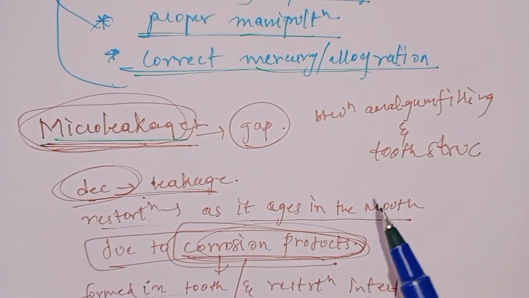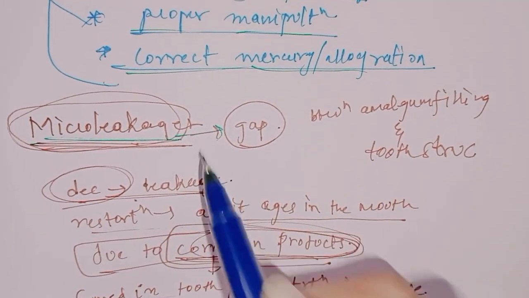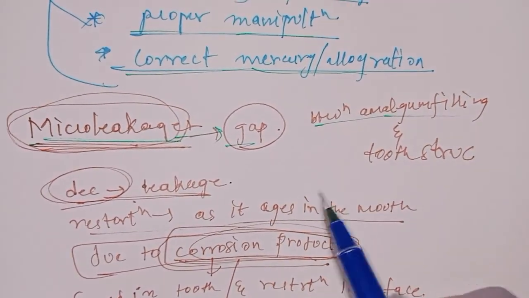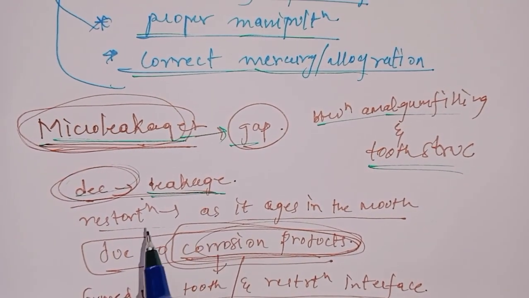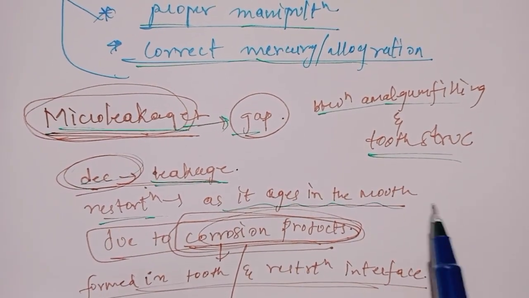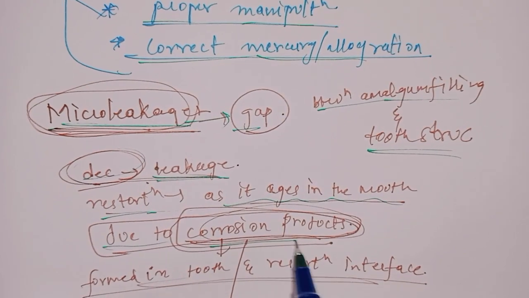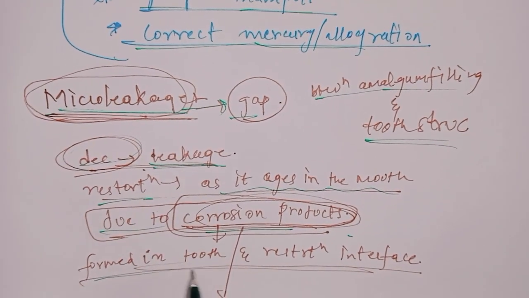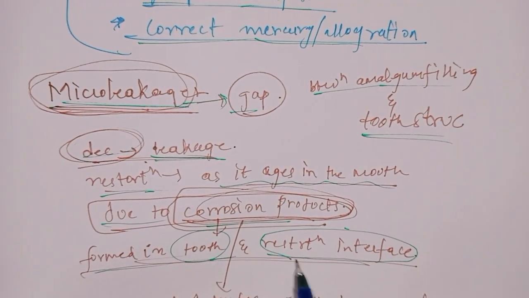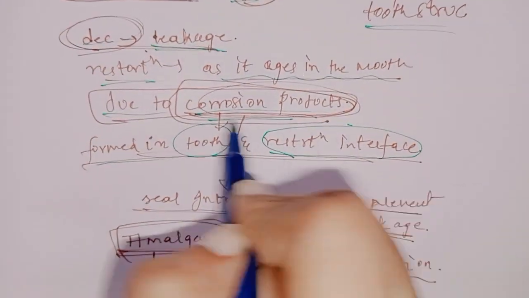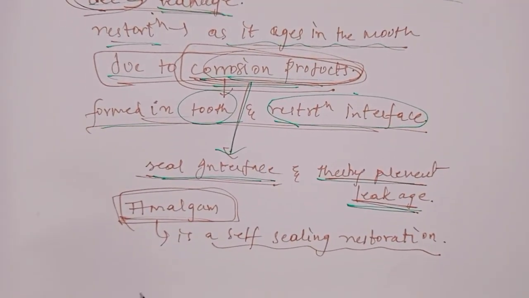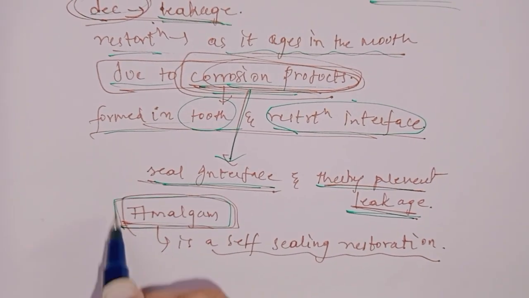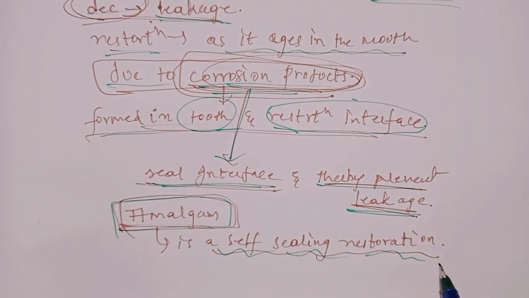Microleakage. Actually, it is a gap that is formed between the amalgam filling and the tooth structure. Leakage decreases as the restoration ages in the mouth due to formation of corrosion products in the tooth and restoration interface. These corrosion products seal the interface and thereby prevent leakage. Therefore, amalgam is known as a self-sealing restoration.